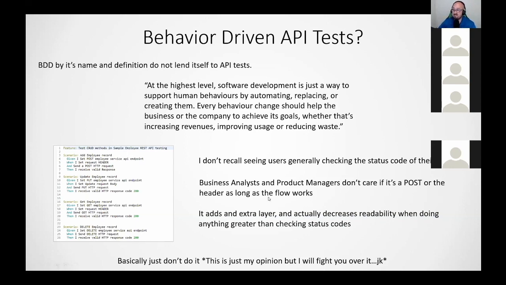Business analysts and product managers don't care if it's a POST request, a PUT request, a GET request, or a DELETE. They don't necessarily care what response code it is. It could be a 300 redirect for all they care, as long as the behavior flow works on the front end. So that shouldn't necessarily be what we're doing for our API tests.